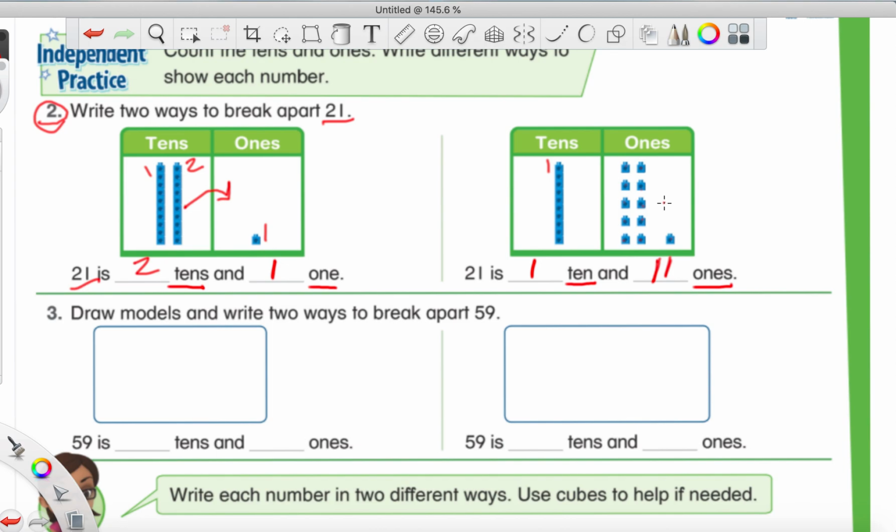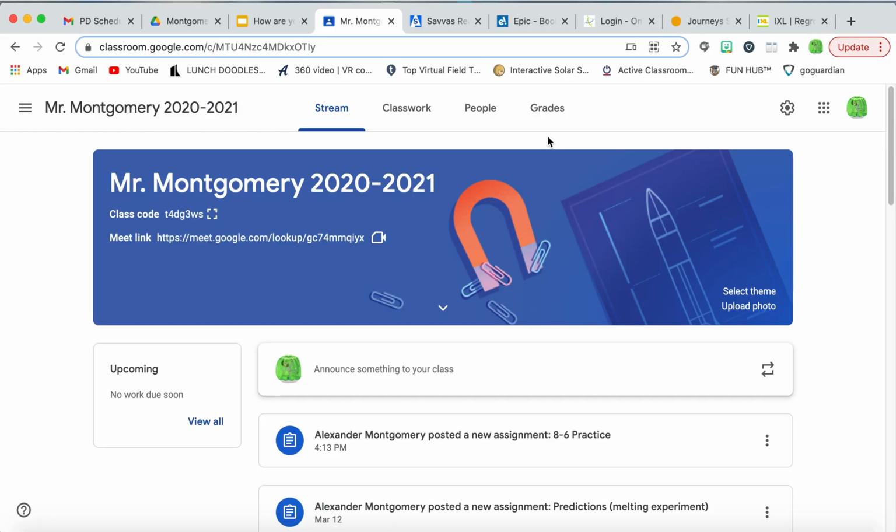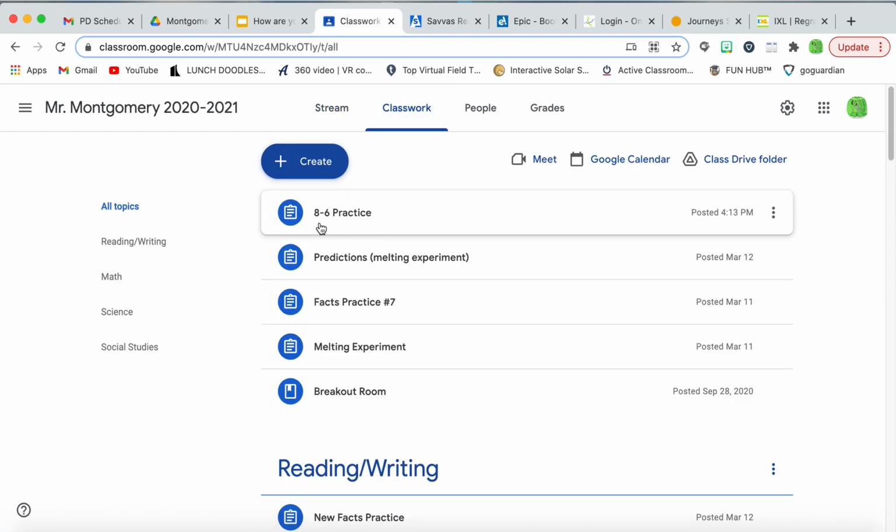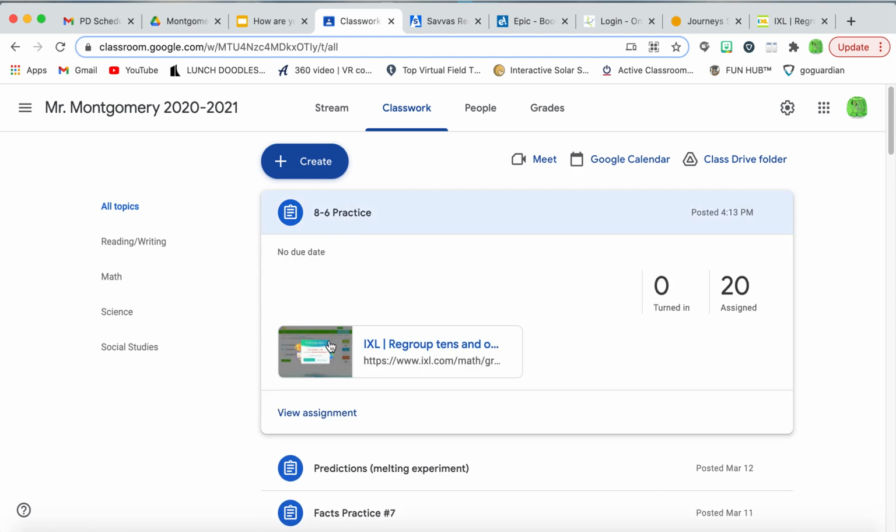Now for my friends, I'm going to show you exactly what your independent practice is for right now. Alright, my class, so here is your assignment. If you go to our Google Classroom, that man in the blue box, and then go to classwork, at the very top it says 8-6 practice, and it will take you to the IXL website, and I want you to try doing your best on here.